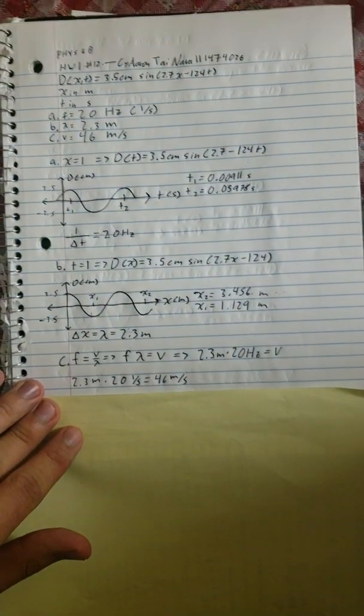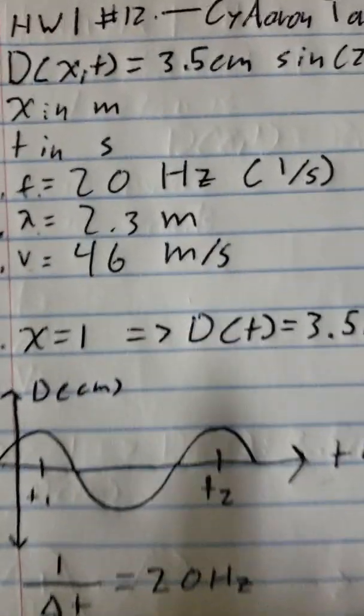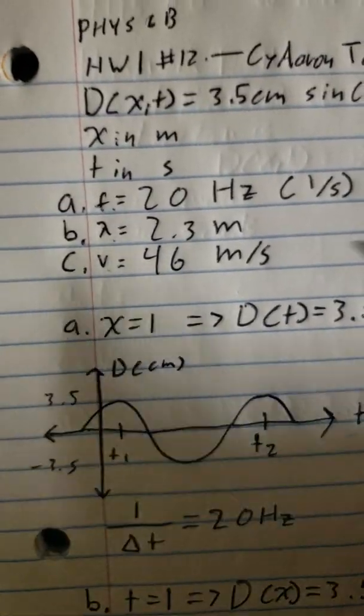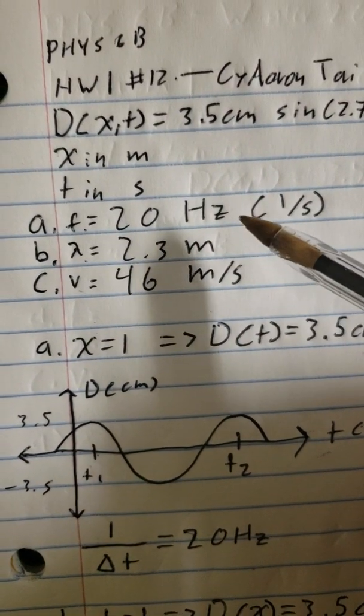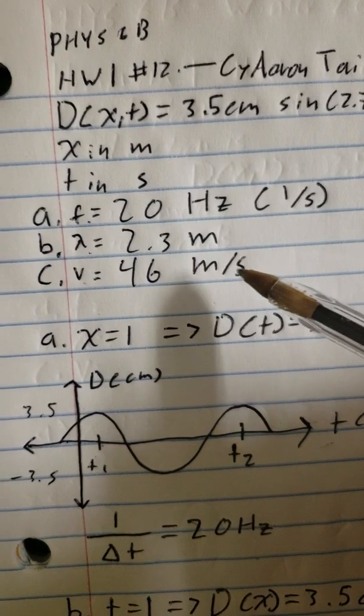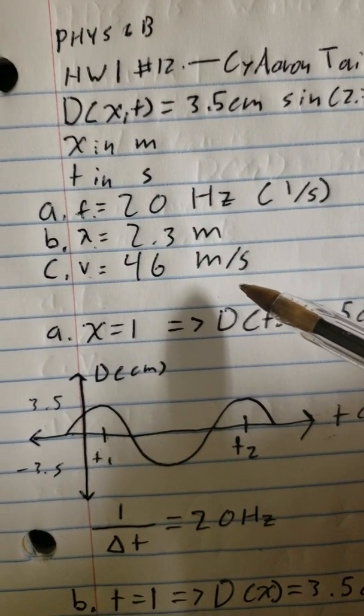Zoom in on the answer. We're left with our answer of 20 hertz as our frequency, 2.3 meters as our wavelength, and 46 meters per second as our velocity.